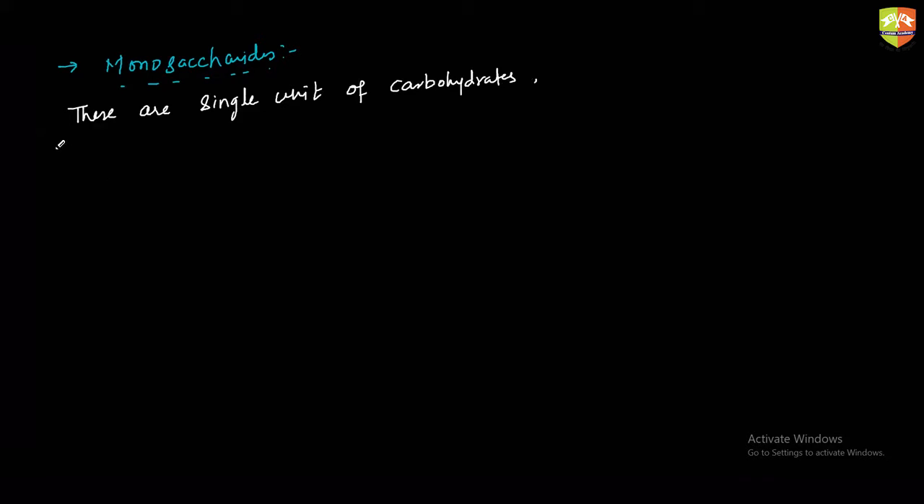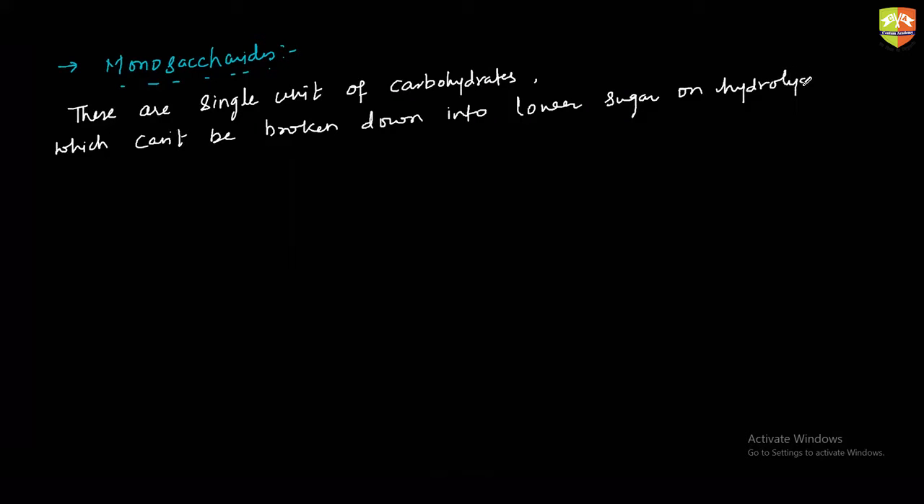which cannot be broken down into lower sugar on hydrolysis. Monosaccharides are those compounds which contain 3 to 9 carbon atoms. Okay, so it contains, here only I write down, 3 to 9 carbon atoms. Minimum 3, maximum 9.